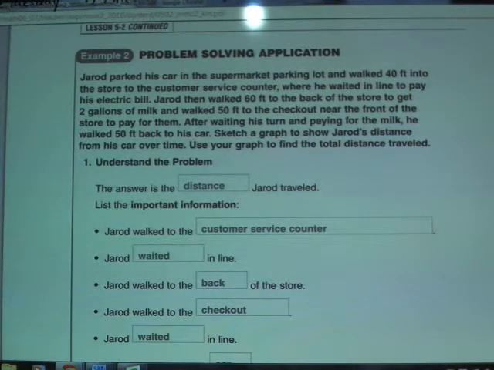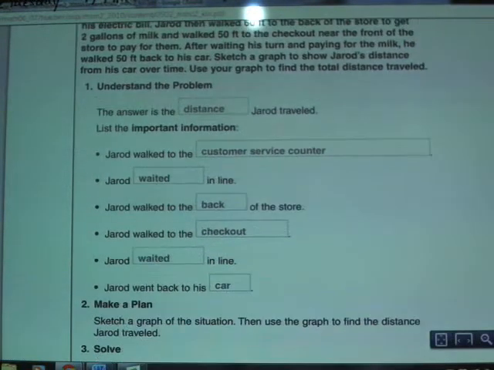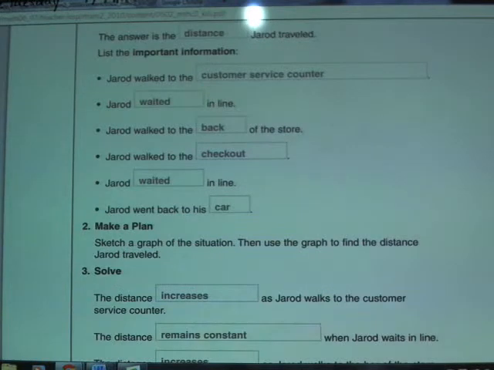Then they're going to go ahead and list what we know. That he walked to the customer service counter, that he then waited in line, he walked to the back of the store to get the milk, he comes back from the back of the store towards the front to check out, where he then waits in line and then walks back to his car. So that's the situation we're going to graph here, and we'll use that graph to find the distance he traveled.